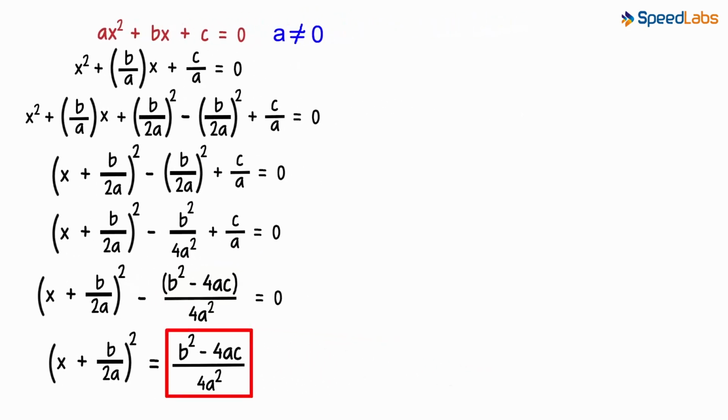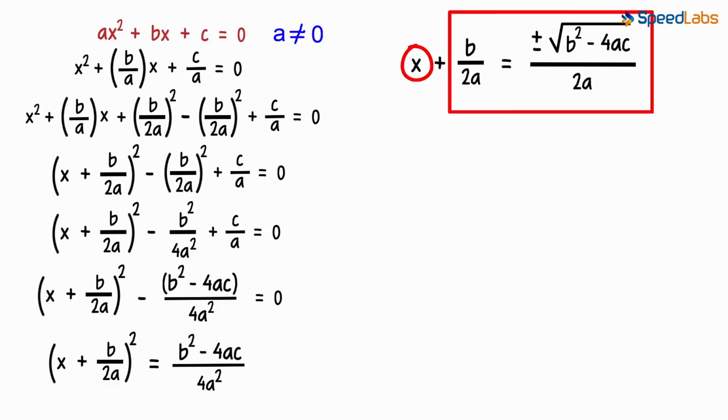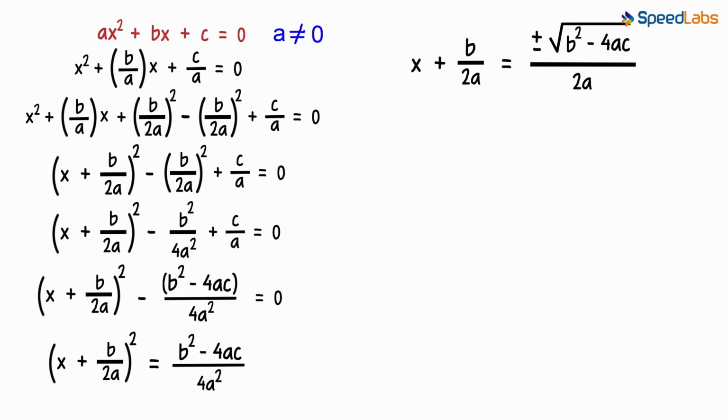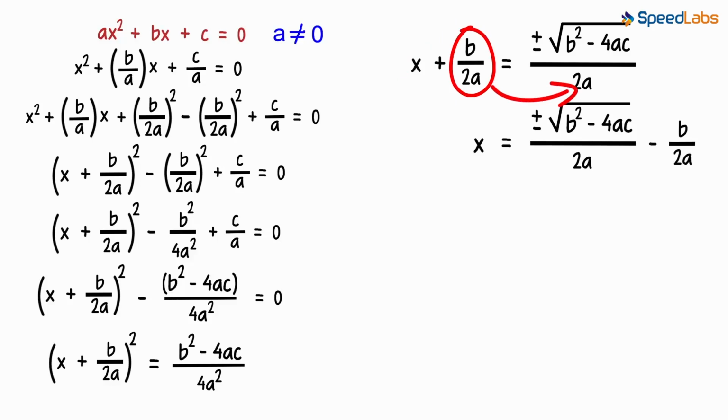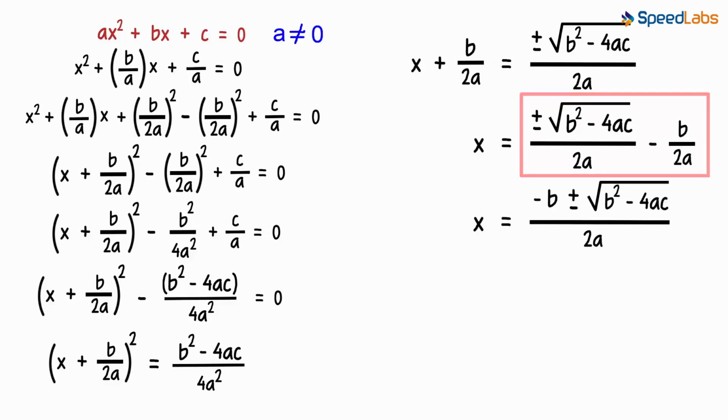If the right-hand side is positive, we can take the square root on both sides to get this. We've almost got the value of x in terms of a and b. We just need to transpose this term to the right. Simplifying the right-hand side will give us this.